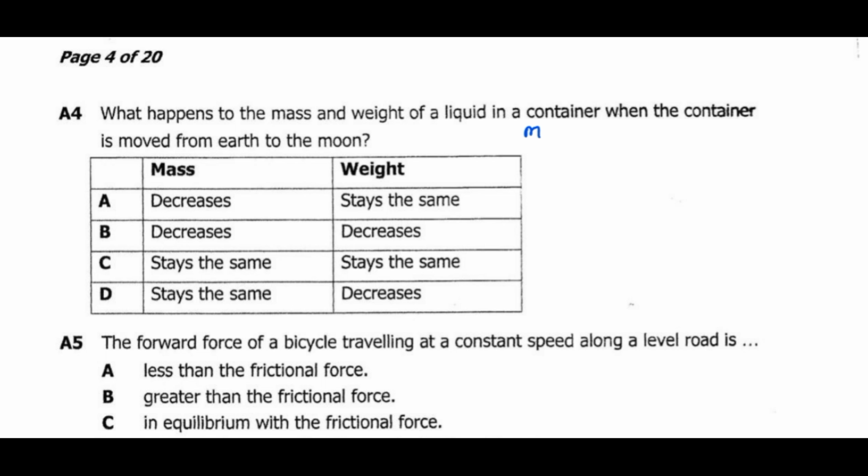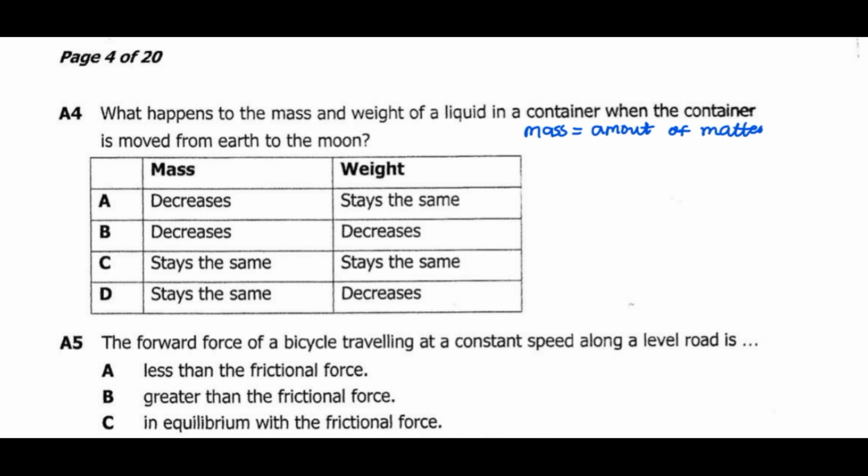So if we are to define mass, it is just defined as the total amount of matter in a substance. Now the question that we would ask ourselves is, does mass change? If we are to move an object from Earth to the moon, will the mass of that particular object change? The answer is no. The mass does not change.